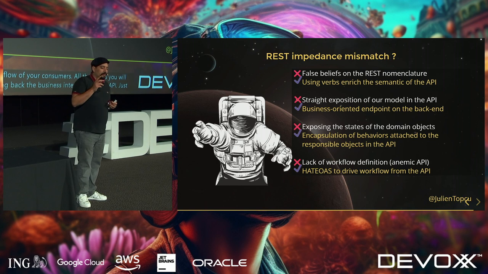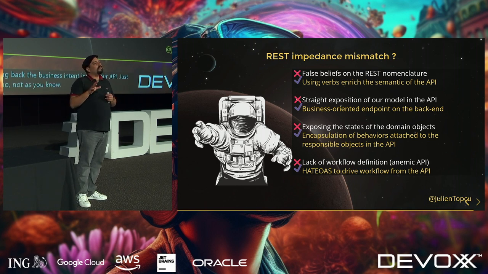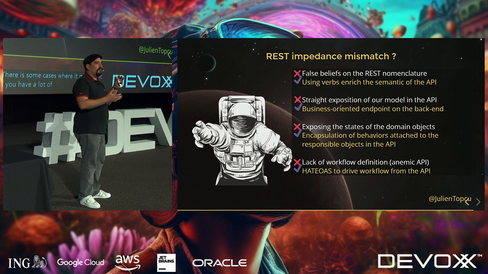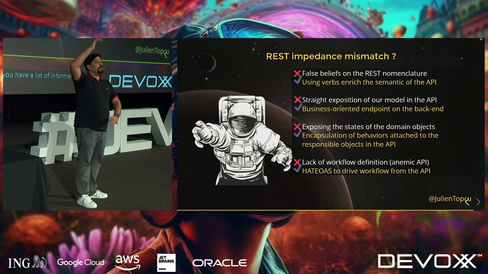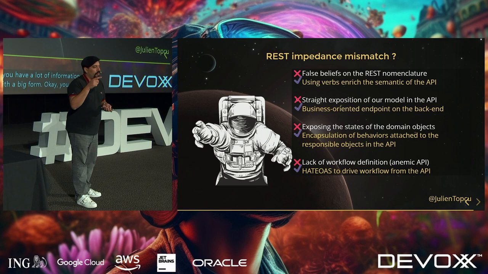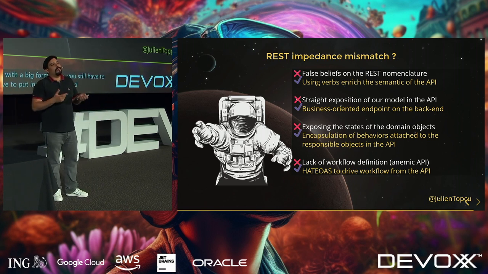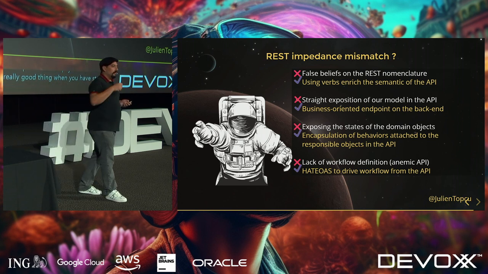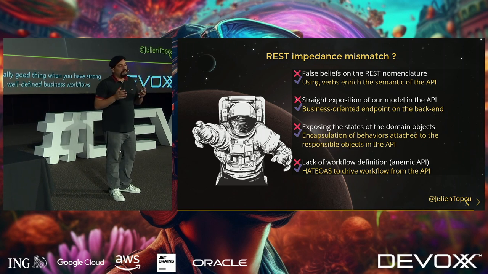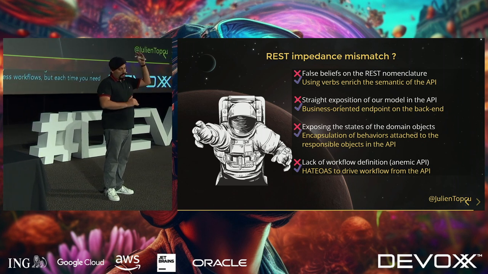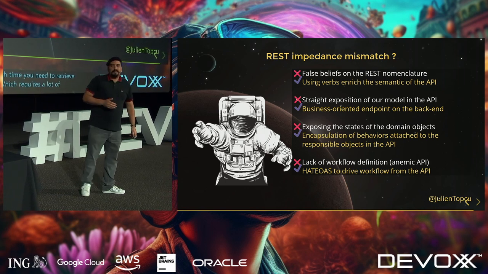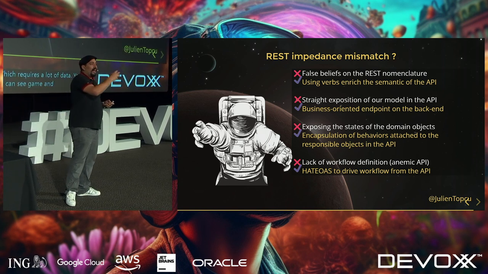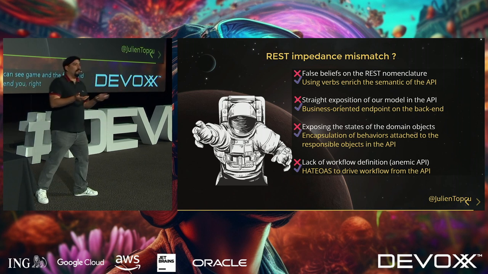Just as you know, there are some cases where it might not be a good fit. Usually, if you have a lot of information to retrieve from the user with a big form, you still have to think about what to put inside the payload. So sometimes it's a really good thing when you have strong workflows, I mean, real well-defined business workflows, but each time you need to retrieve something which requires a lot of data, you have, in a way, to break that hide-and-seek game, and the front-end has to know what it has to send you, right? So that's one of the limitations.